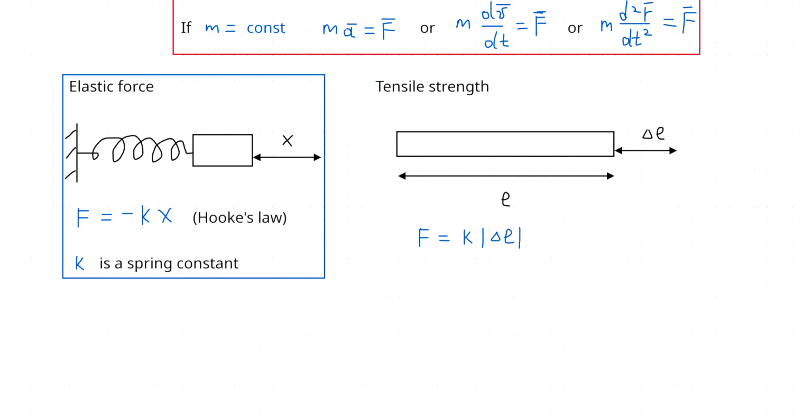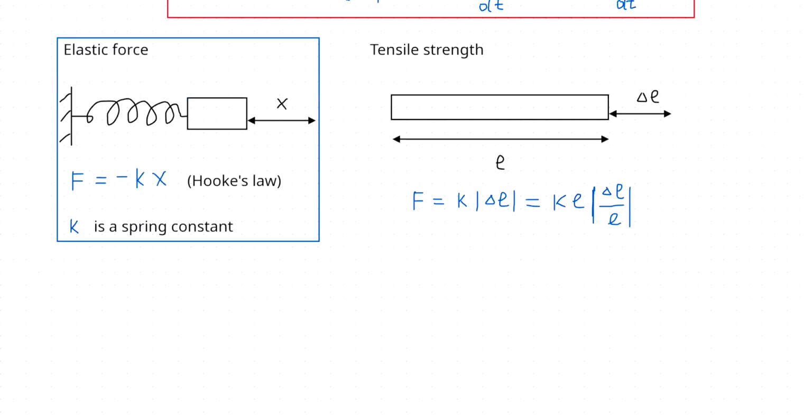And it can be rewritten in another way: K L multiplied by delta L divided by L. And to get tensile strength, we have to divide force by the area of cross section of the rod.